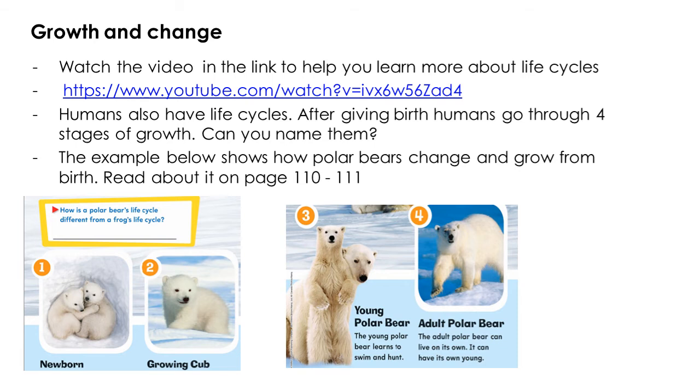Right, in the example below, we see that a polar bear, they change from birth, starting out as a newborn polar bear, and then they turn into a growing cub, and then a young polar bear. Now, young polar bears learn to swim and hunt on their own because they're soon going to become adult polar bears who now have to find another female polar bear so they can reproduce and make newborn cub polar bears.